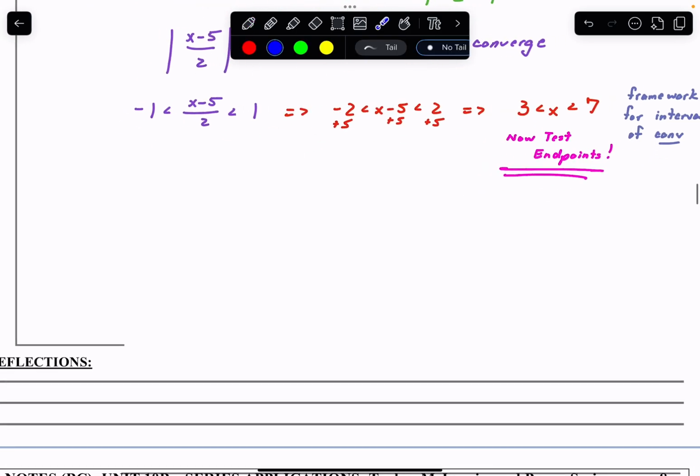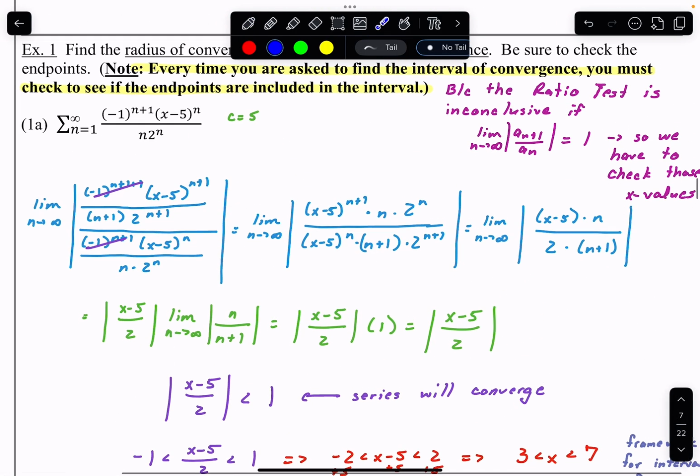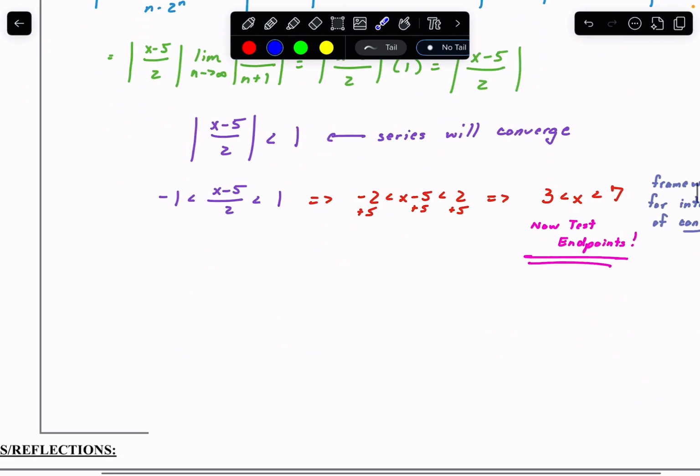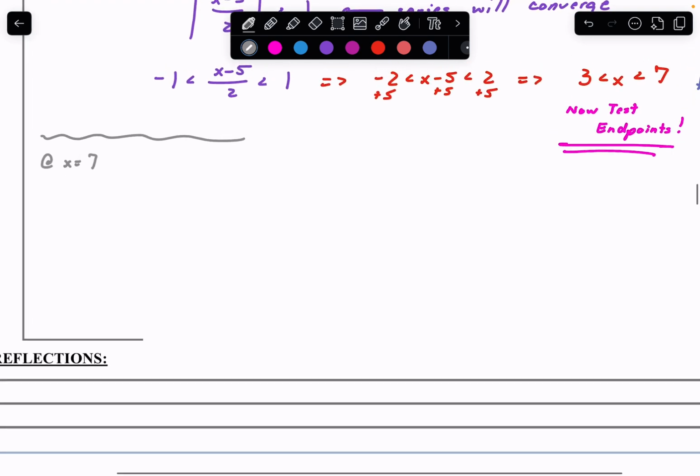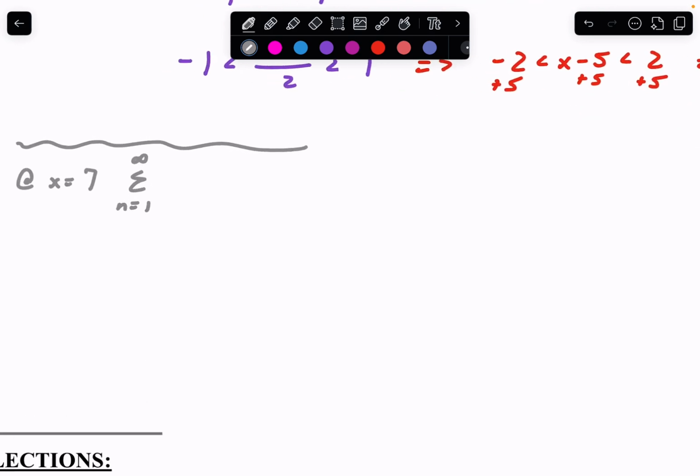Well, we're going to plug in a 3 for x back into this series, and we're going to use all that information that we used about ratio tests and geometric tests and p-series tests, because now it's not going to be a power series. It's going to be a series of constants. So let me do a little line here. We're going to say at x equals 7. I'm going to do 7 first. It's a little easier, to be honest with you. So let's plug that in. So n equals 1 to infinity.